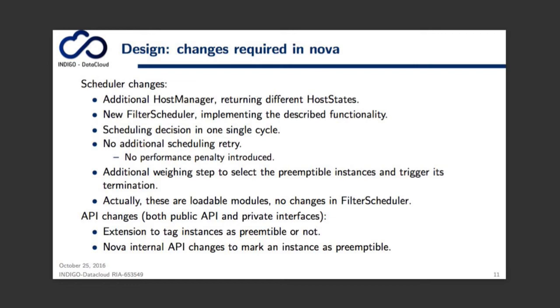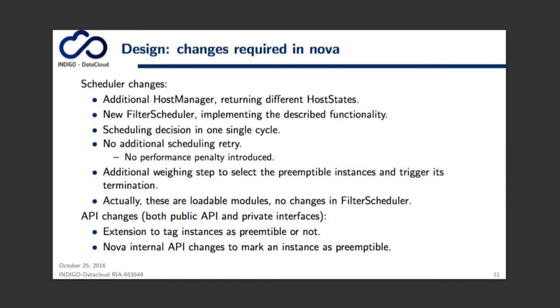So the changes that we have implemented: we have developed an additional host manager that will return different host states depending on the preemptible instance or depending on the host having preemptible instances or not. We have developed a new filter scheduler that implements the functionality that I have described before. But the good thing is that with this design, we are able to do the scheduling decision in one cycle. We don't need to do an additional retry if we are not able to schedule a preemptible instance. So there is no performance penalty introduced. The scheduler takes more or less the same time for scheduling a normal instance or a preemptible one.